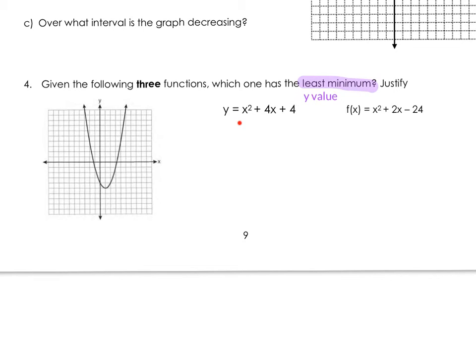Now, these are all going to have minimums because they're all positive parabolas. If there was a negative, that would have a maximum. We could eliminate that. But that isn't an option out of these 3. So you're going to find the axis of symmetry first, and then plug that in to find out the y value. Okay, hopefully that was a good amount of hints for you to finish up the day 4 notes.